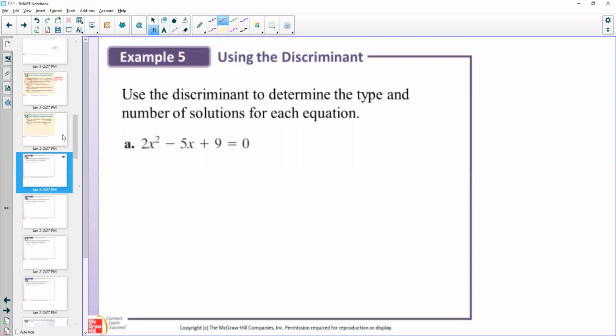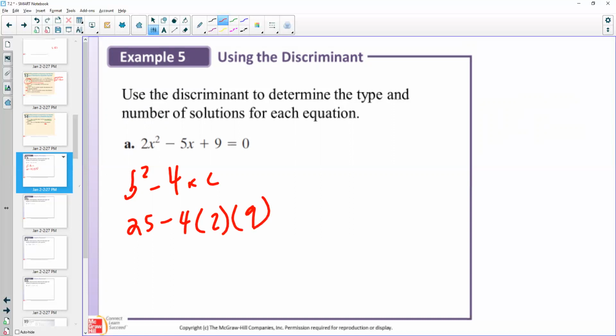So here's how it works. It says use the discriminant to determine the type and the number of solutions. So what we do is we do b squared minus 4ac. Here, b squared is negative 5 squared, so 25 minus 4 times 2 times 9. 25 minus, that's 8 times 9 is 72. That's going to get me negative 47.